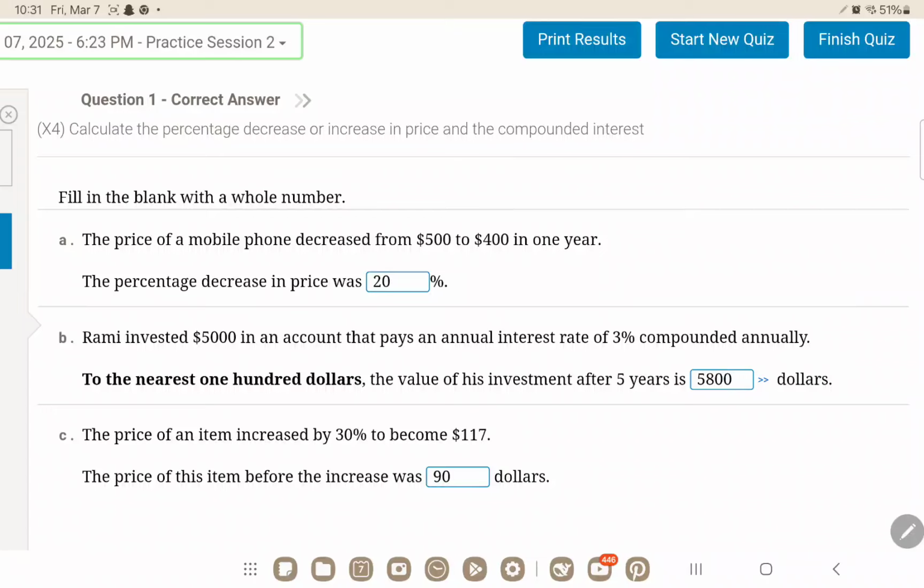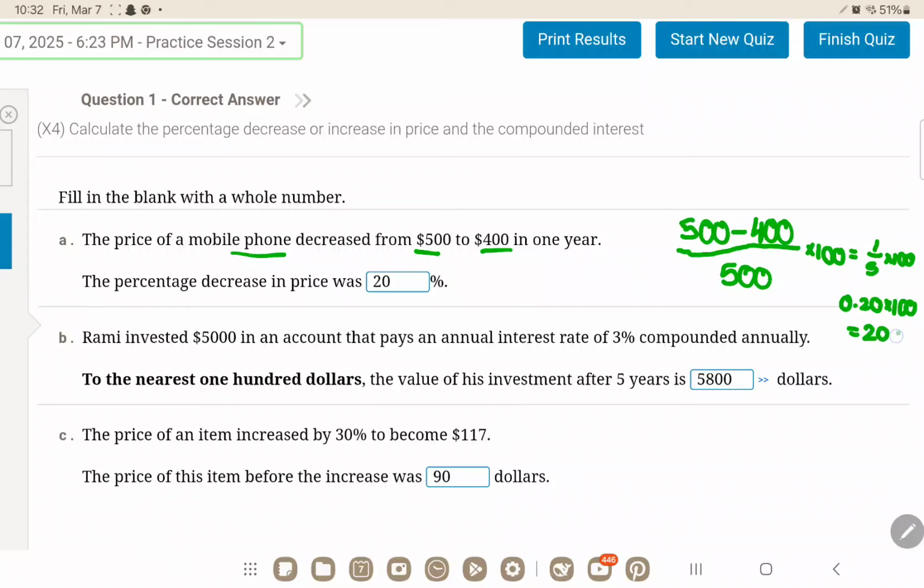Now, let's start. The price of a mobile phone decreased from $500 to $400 in 1 year. So the percentage decrease in price was, so it went from 500 to 400, you do 500 minus 400 over the original price, times 100 of course. So you're left with 100 over 500, which is 1 over 5 times 100, which is 0.20 times 100, which is 20%. And there you have your answer.